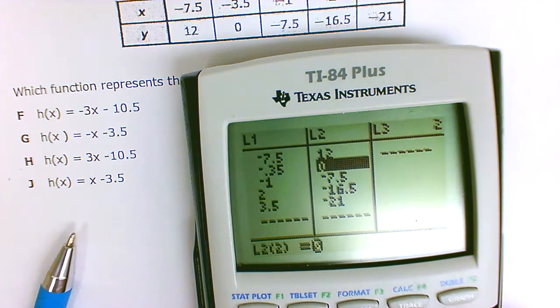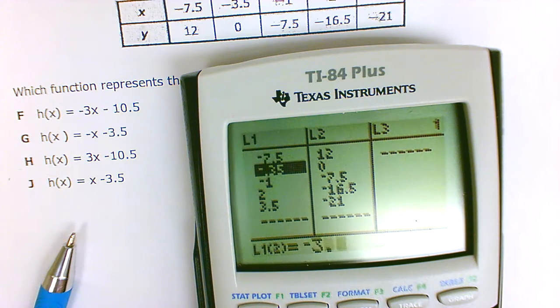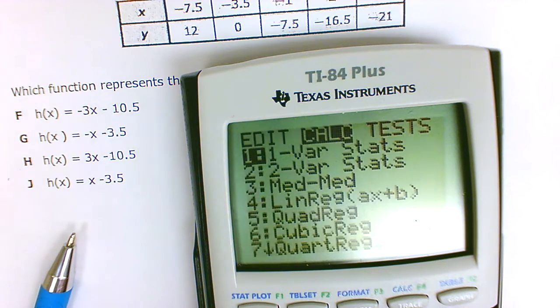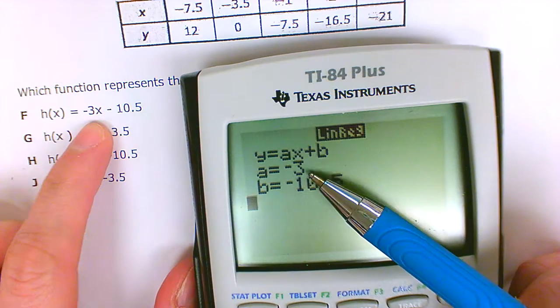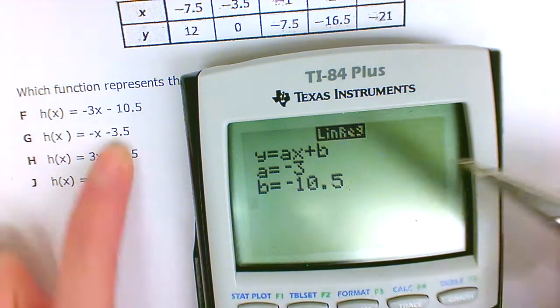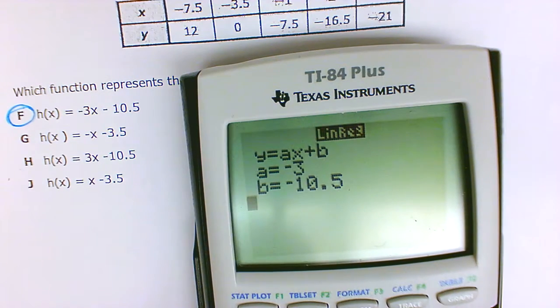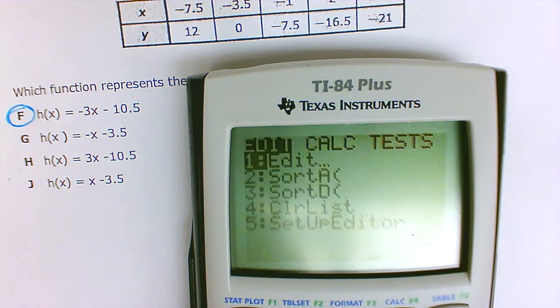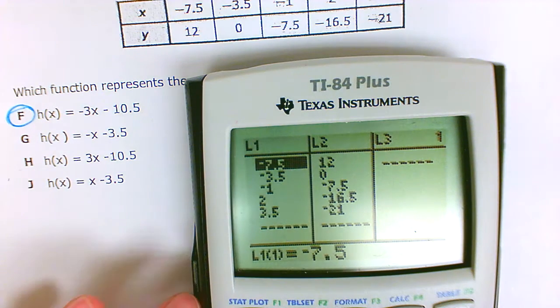21. Oh, there it is. -3.5. Okay, I found it. So Stat Calculate number 4. It should be exact numbers. There we go. So I've got -3 and I have -10.5. So this one should be answer choice F. So if you end up with something weird like I just did, make sure whenever you go back to Stat Edit, double check and make sure that you entered in everything correctly.